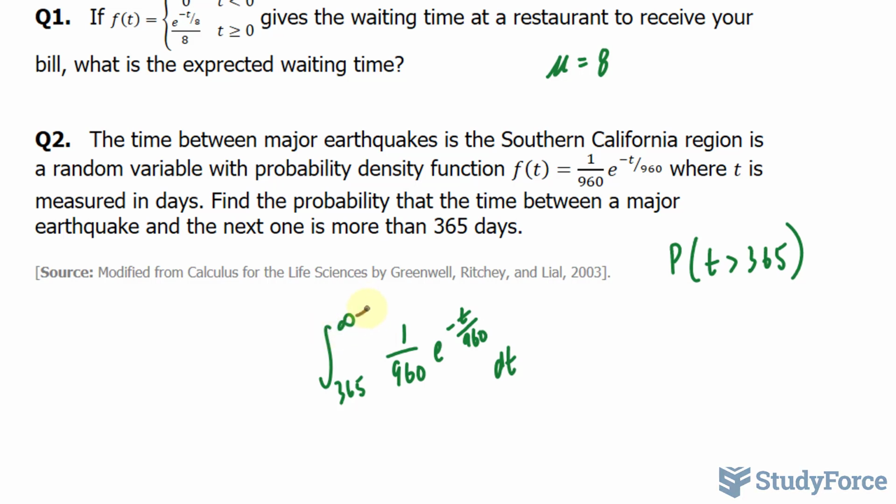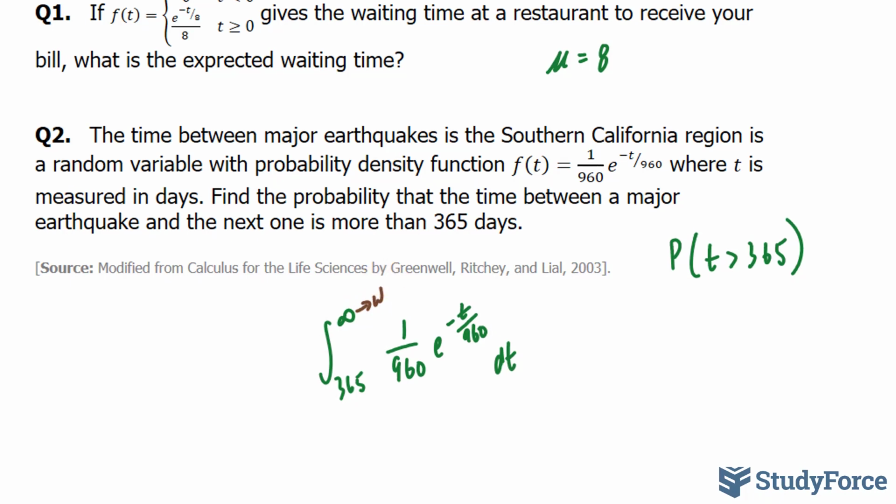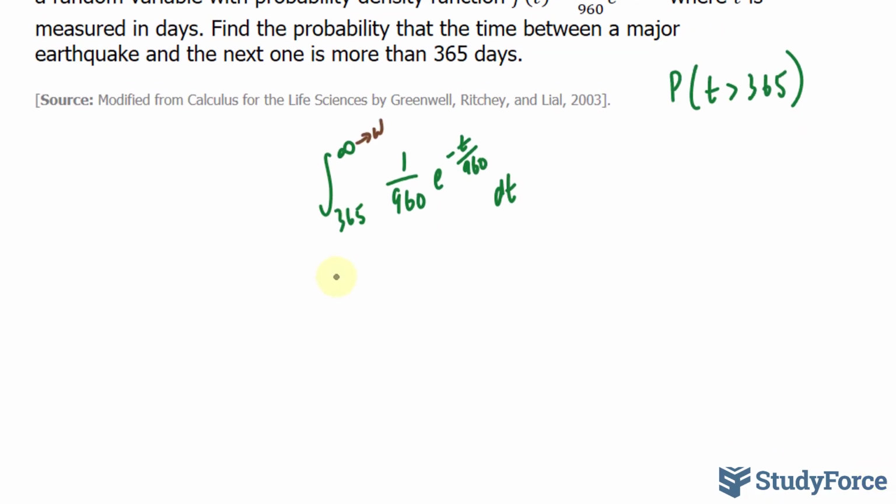So I'll set this equal to w, and this gives me the integral between 365 and w, pulling out 1 over 960 because that's a constant. No need to integrate that. E to the power of negative t over 960 dt.